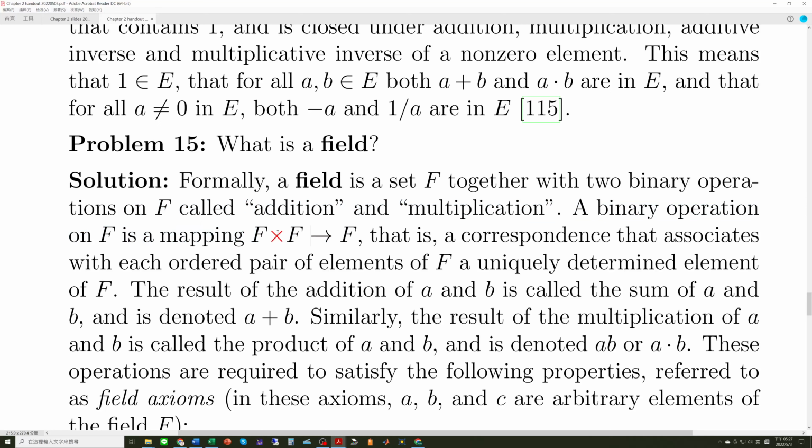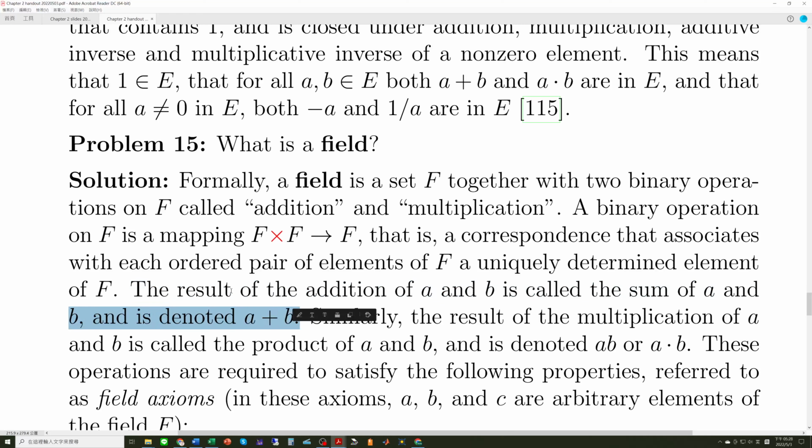What does this times mean? What does a field times itself mean? You can see that a field is a set, so this times operation is between two sets. We will explain the meaning of this red times later. That is a correspondence that associates with each ordered pair of elements of F a uniquely determined element of F.